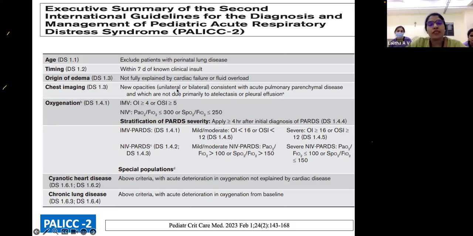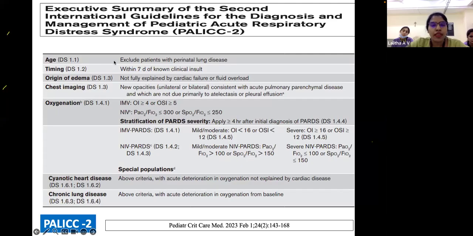Coming to the chest imaging, that is a chest X-ray. It should show new opacities, unilateral or bilateral, consistent with acute pulmonary parenchymal disease, and which are not due primarily to atelectasis or pleural effusion. So it is not just some collapse, consolidation or pleural effusion. It should show some new opacities, unilateral or bilateral, on chest imaging, either by chest X-ray and/or CT scan.